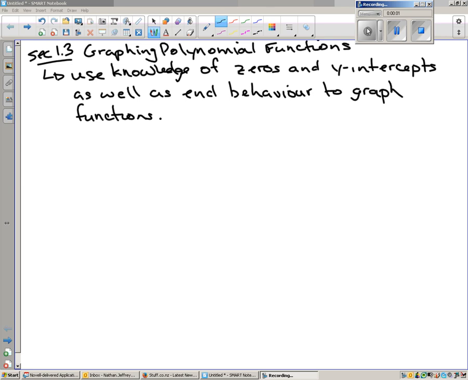Okay, so we're going to start going back into 1.3 and look at graphing polynomial functions. To do this, we're going to use our previous knowledge of zeros, which we can also call our x-intercepts, as well as y-intercepts, and our newfound knowledge of the end behavior of a function, which is determined by the degree of the polynomial as well as the leading coefficient. We're going to start combining all of that to get a graph. So that's what we're going to be working on.